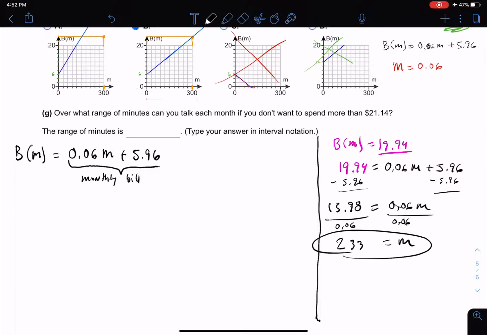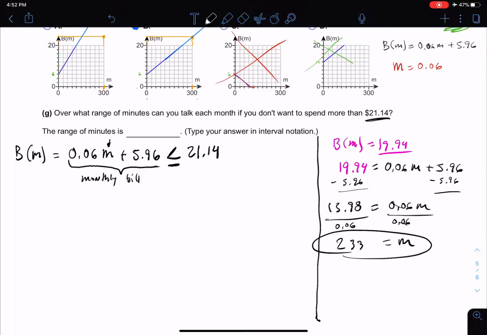As long as I know how many minutes talking, I put the minutes in there and then I get my bill price. Well, when I read this, it says, over what range of minutes, so I'm going to have to solve for m, can we talk each month if we don't want to spend more than this? We don't want to spend more. So we want this to be less than 21.14. Now it says we don't want to spend more than that, so it means we can spend that amount still. We just don't want to spend more than that.